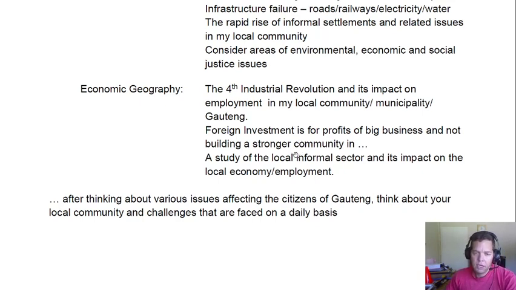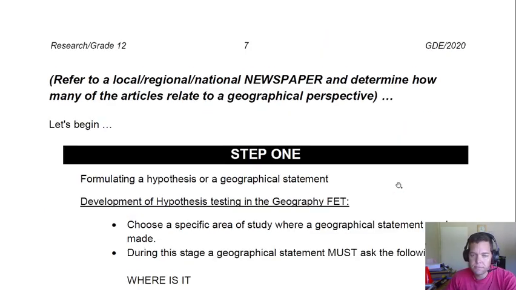Now, after you have a look at those, think a bit about what's affecting your local community, because that makes it much easier to study. Plus, you are an expert in your local area, so you will be the one who knows how best to study that problem and what solutions would be appropriate for your community.